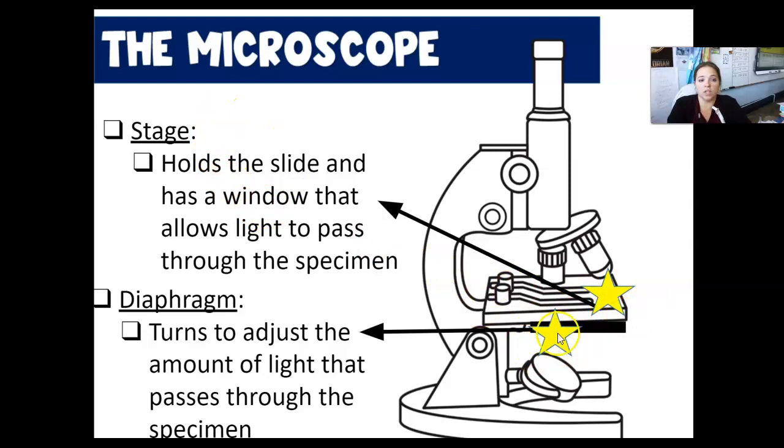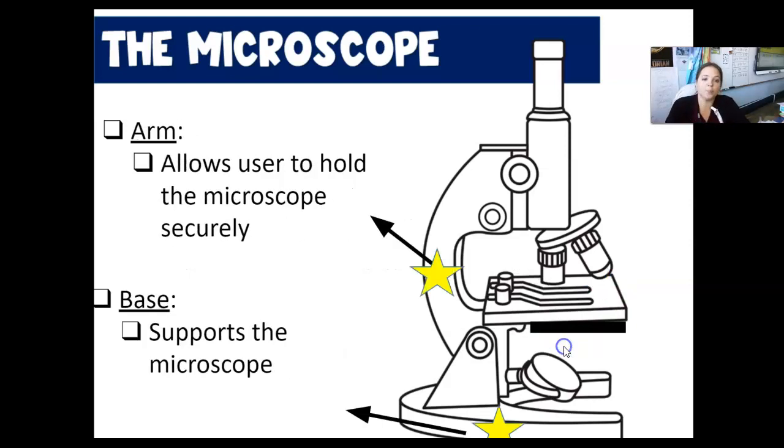So the stage holds the slide and has a window that allows the light to pass through so that you can see. The diaphragm, that's what it is on. It turns to adjust the amount of light that passes through the specimen. So the more open, the more light, the less open, the less light.